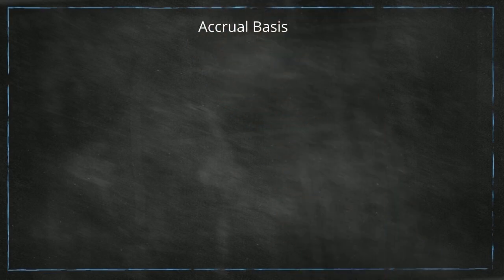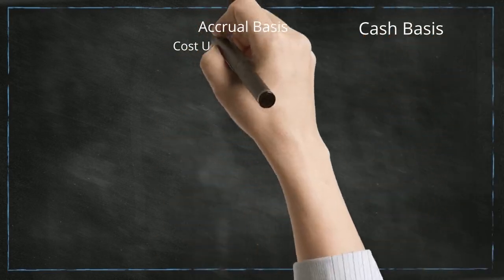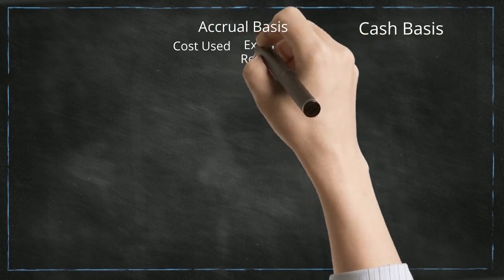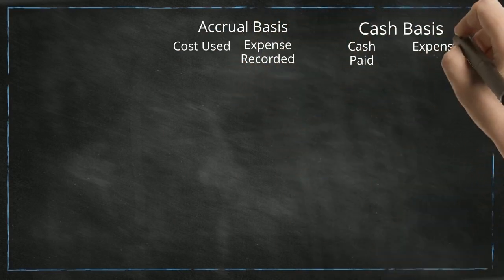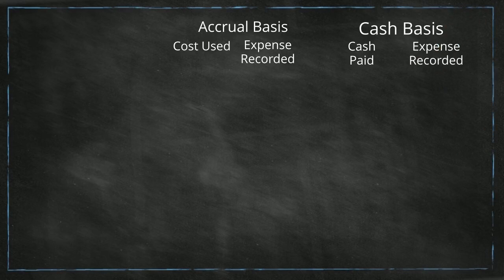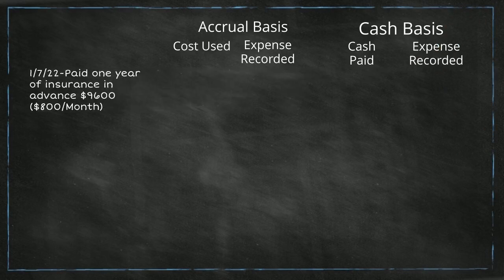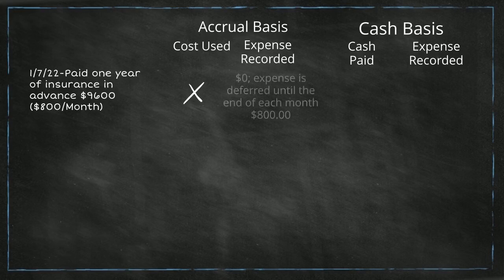Professor Beancounter wants to show Stanley one more set of transactions, this time with expenses. On January 7th, the company pays insurance for 1 year in advance, $9,600. That works out to $800 each month. The insurance policy is good for 12 months. Under the accrual basis, 12 months have not passed, so we would record the expense at the end of each month when that portion of the policy is used. Under cash basis, $9,600 was paid, so the company would record the expense.